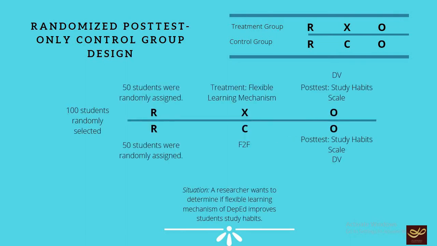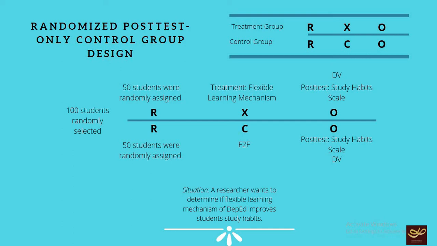So if the situation is still about a researcher wanting to determine if the flexible learning mechanism of DepEd improves student study habits, then at the onset of the study, from the population, a certain number of students, say 100, were randomly selected.